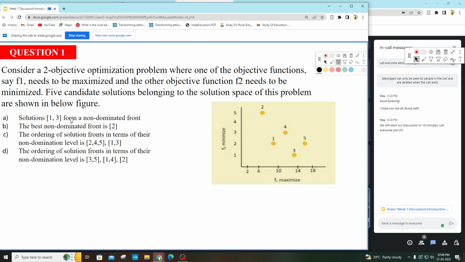Option A is solutions 1, 3 form a non-dominated front. Option B is the best non-dominated front is 2. C is the ordering of the solution fronts in terms of their non-domination level is 2, 4, 5, 1, 2, 1, 3. D is the ordering of solution fronts in terms of their non-domination level is 3, 5, 1, 4 and 2. So anyone who wants to guess which of the 4 is the correct answer?